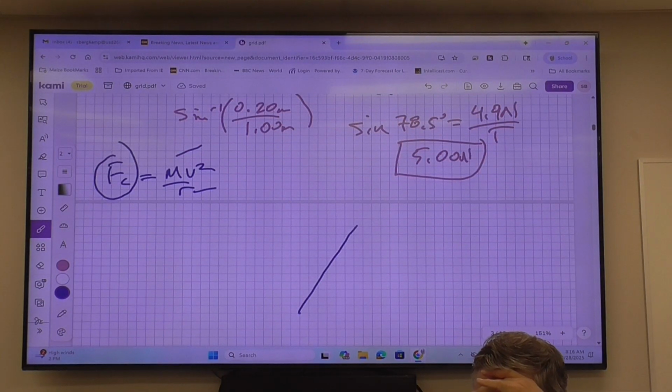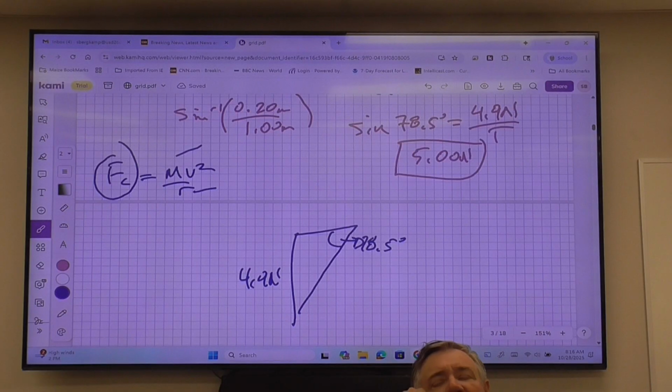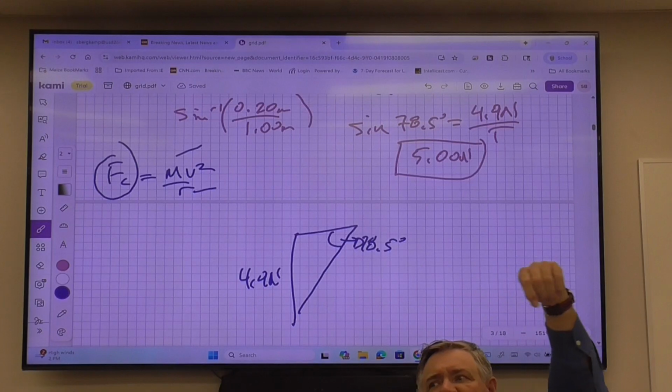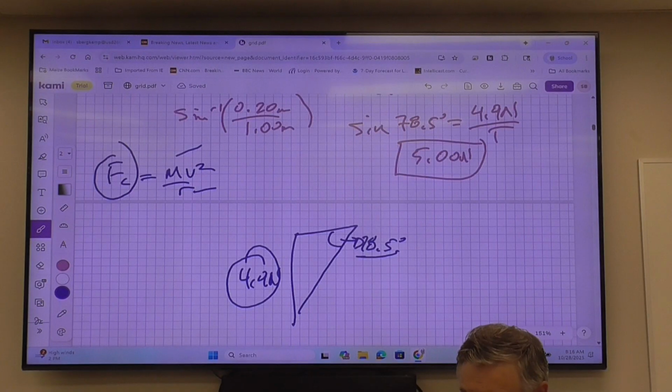So this is all jumbled up, so let me draw this again. So that's 4.9 newtons. That's 78.5 degrees. Now, personally, if it were me, I wouldn't use the tension, because if I screwed up my tension calculation, I'm going to screw up the next part of it. If it were me, I'd work off of that angle and that 4.9 Newton force. Okay, that's what I would do.